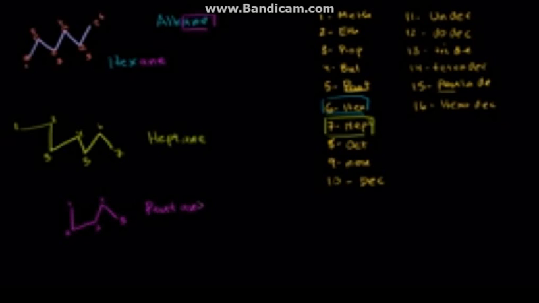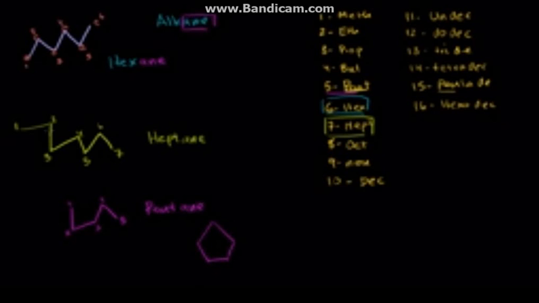Pentane. But if I have 5 carbons, then they form a ring. So let me draw it. So it's 1, 2, 3, 4, 5 carbons, and it forms a ring. Let me make the drawing a little bit better. I'm just drawing a pentagon, but notice this has 5 carbons on it.